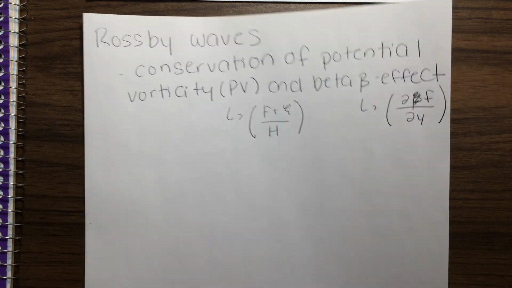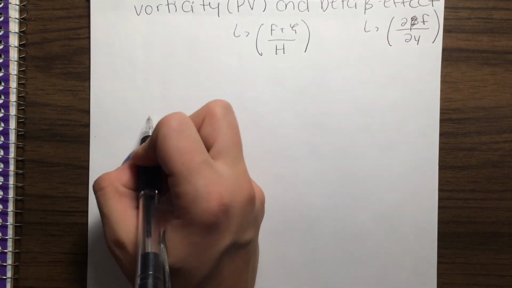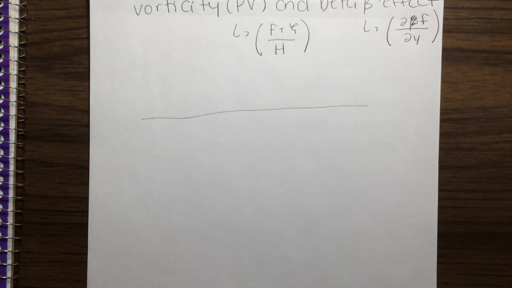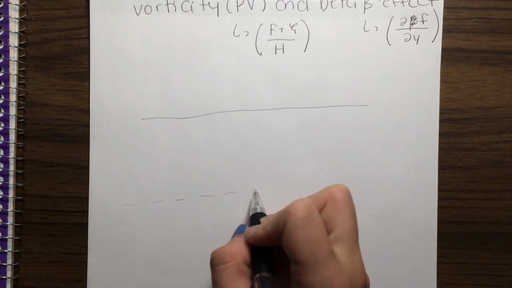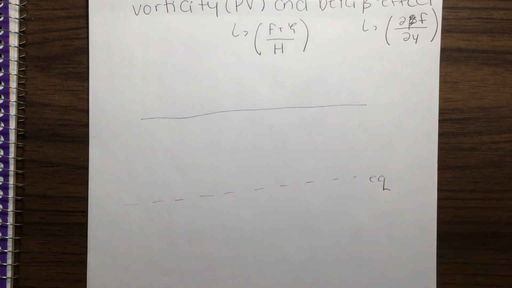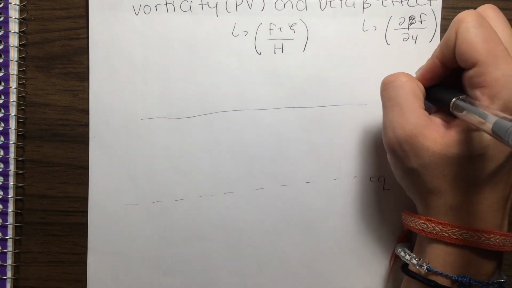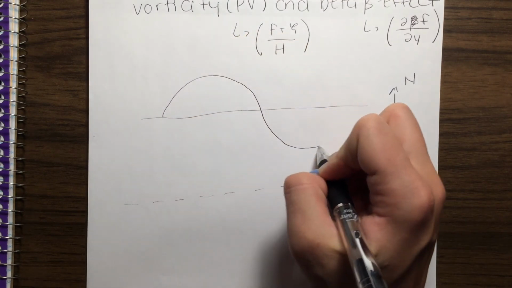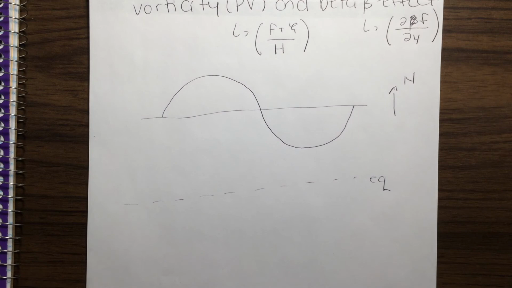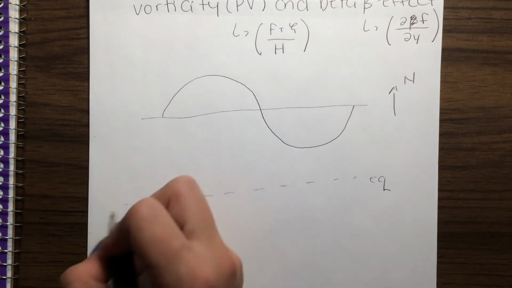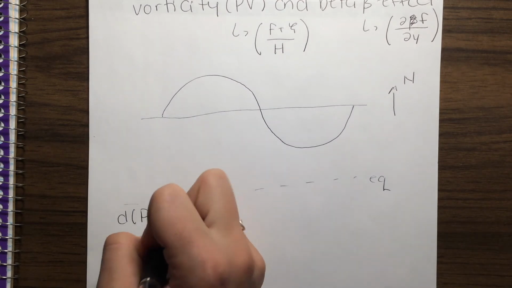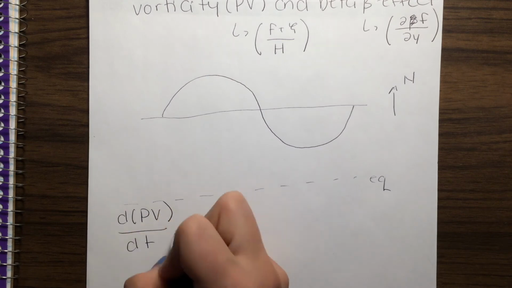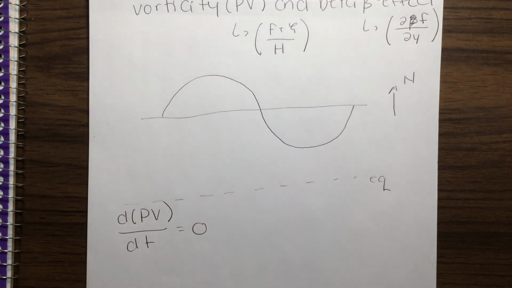So, Rossby waves occur when water is displaced north or south of its original position. Let's say here we have our east to west line of water with no relative vorticity. And we'll put the equator down at the bottom for simplicity. We'll say we're in the northern hemisphere. Our surface waters are displaced as such. Now, again, we need to conserve potential vorticity here, such that our derivative of PV with respect to time is equal to 0.